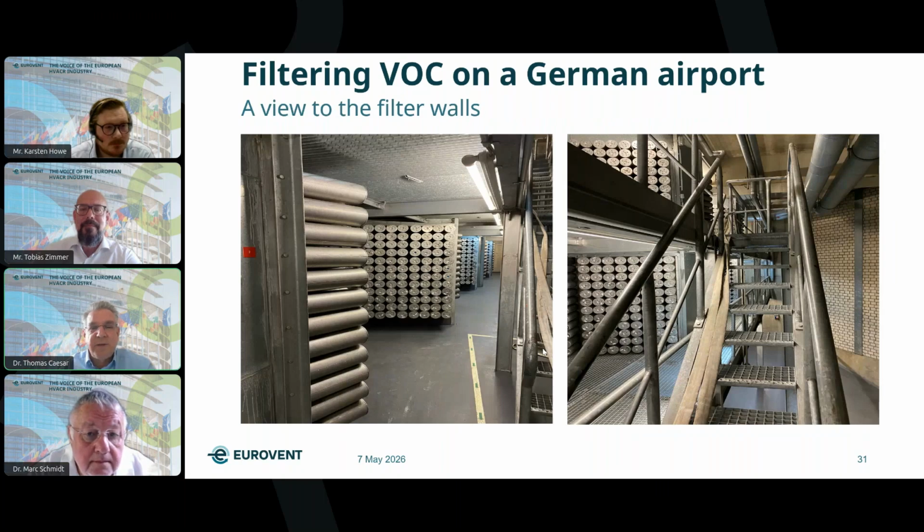So here we can see some pictures of parts of the filter house. That's not the whole filter house. It's quite huge, and you can see here these sets of 16 cartridges, each one side by side. In total, 14,600 cartridges installed here to really get rid of the benzene or kerosene contamination of the air coming from the aircraft.